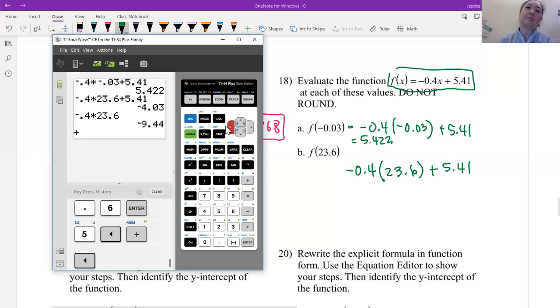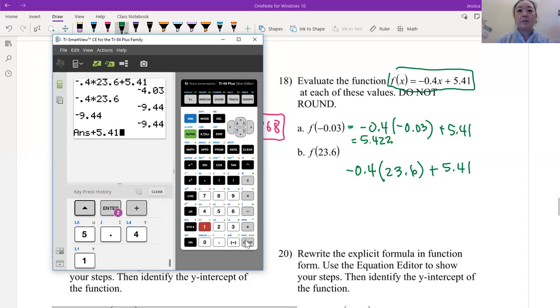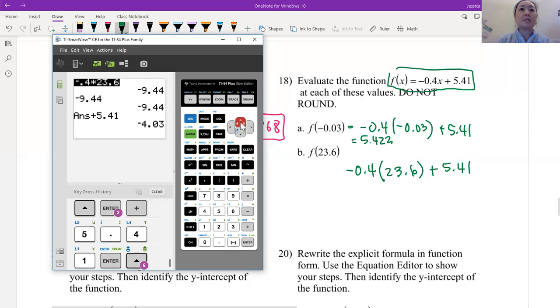Okay, so when we get this answer, we go plus. Do you see how it includes that? ANS just means that previous answer. That should work for yours as well. If you just push plus, it uses the previous answer to add to, right? Plus 5.41. And that's just so that you don't have to keep on doing it. And so do you see, same answer, negative 4.03, which is what we got right there. See? Negative 4.03. Perfect.